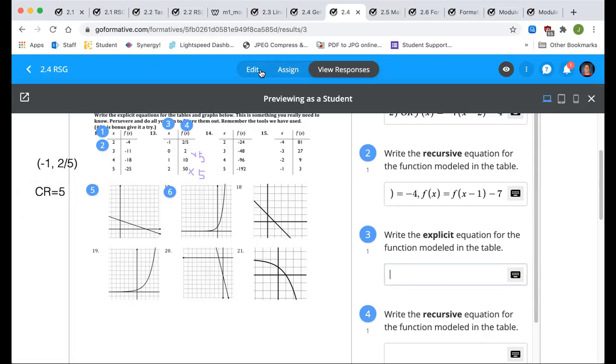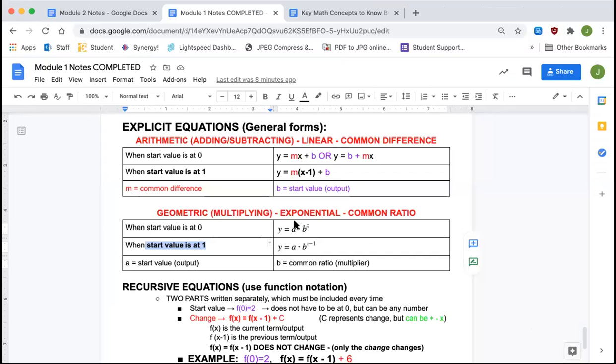Now, for this, I'm going to go back to the notes real quick because this has a common ratio. So we know that this is going to be exponential, right? So our equation is going to look like one of these. Okay, we have to have an exponent in our equation if it's exponential.